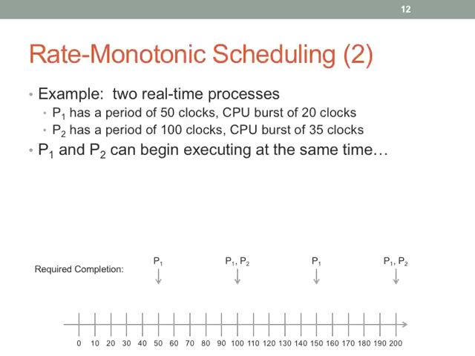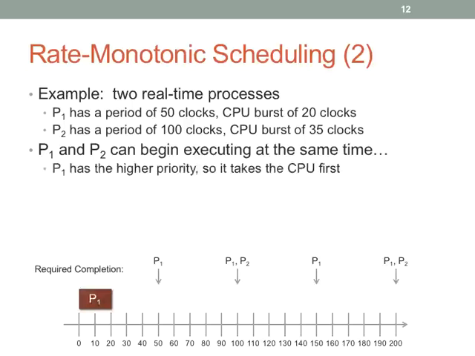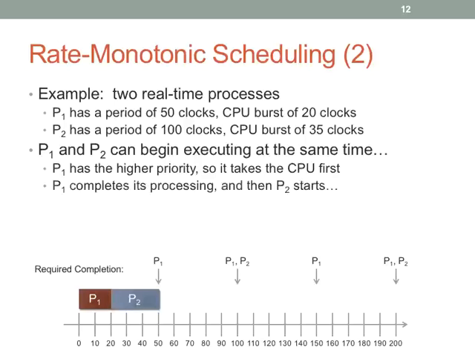But who gets to go first? P1, because it's the higher priority. So it runs. And remember, it had a CPU burst of 20 clocks, so it goes ahead and finishes. So then P2 starts, and it takes, how many do we have here? 10, 20, 30. But you'll notice something interesting. Remember, it takes 35 clocks to finish.